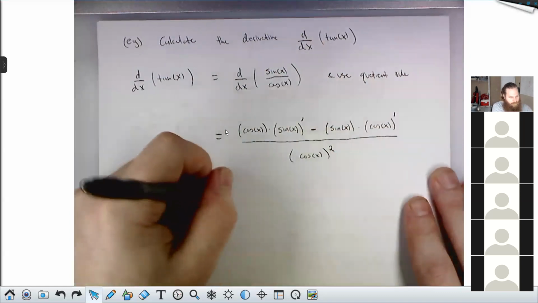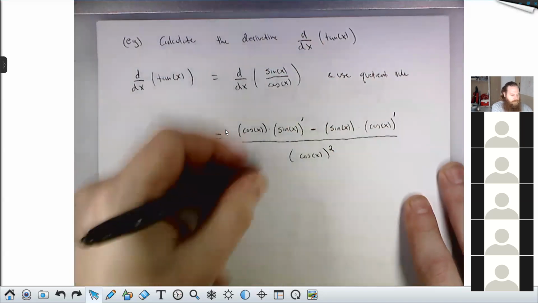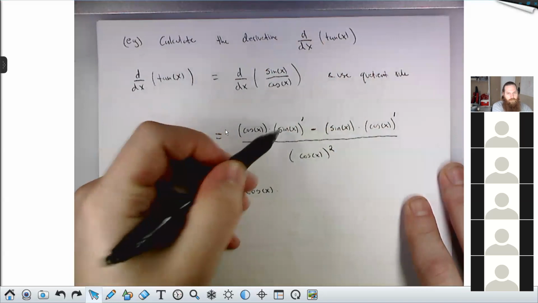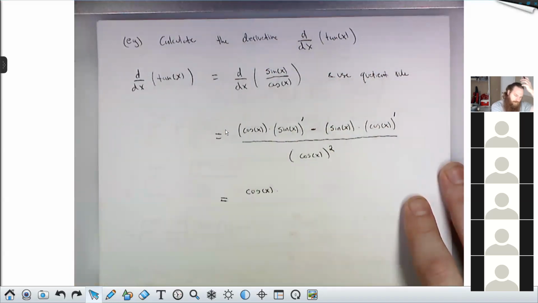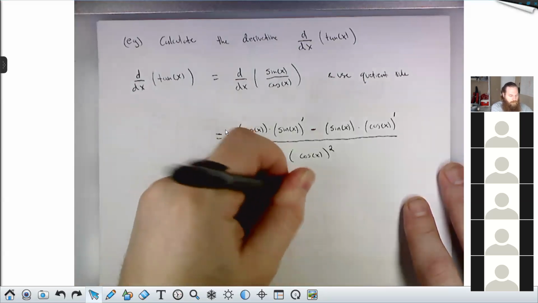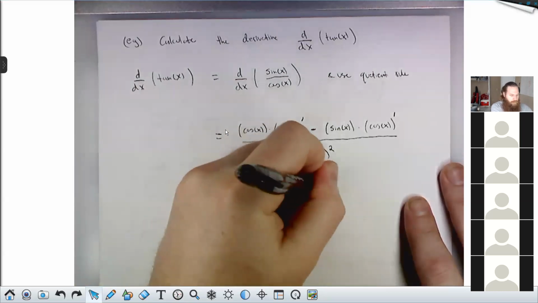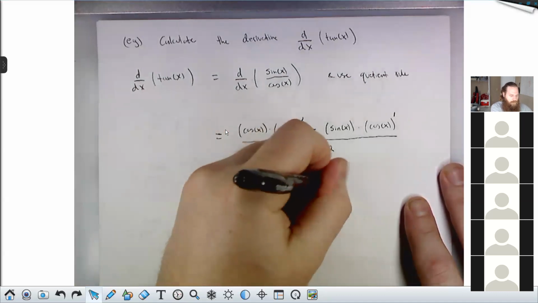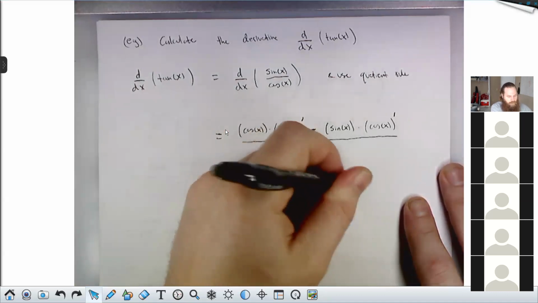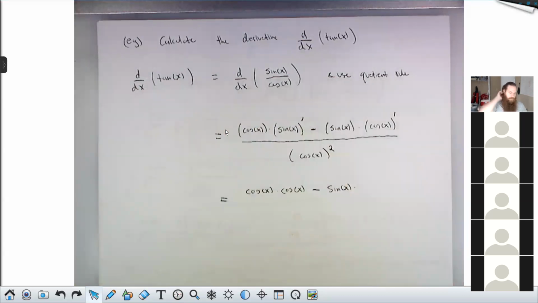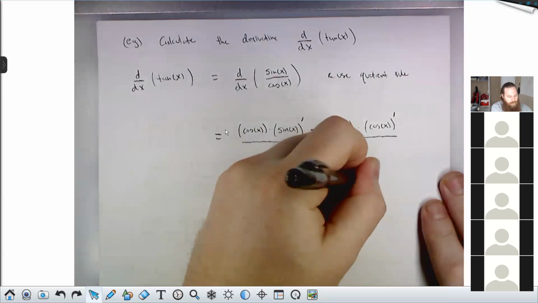Now, what are these pieces? Well, this is cos x times the derivative of sine. What's the derivative of sine? Cosine. So that first duo here is cosine x times cosine x, minus sine x times the derivative of cosine. What's the derivative of cosine? Negative sine. Yeah, good, negative sine x.